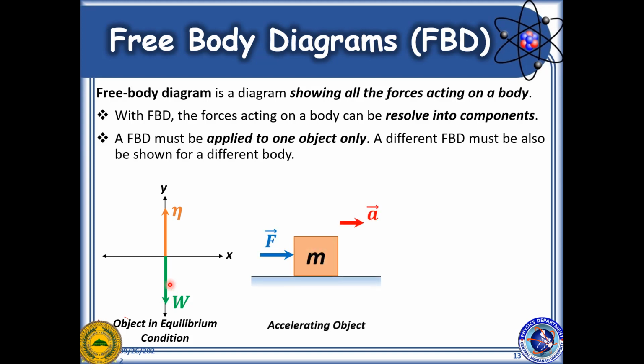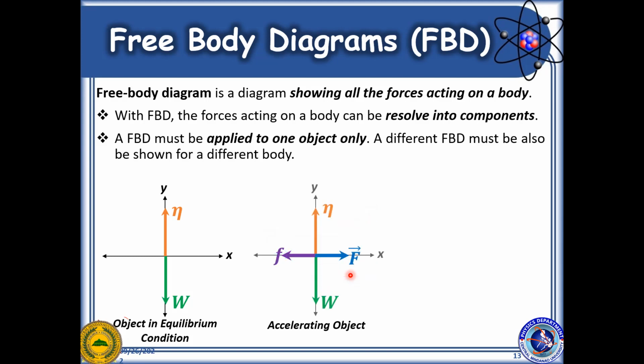Here comes another system, an accelerating object. The previous one was an object in equilibrium, and this one is another box that is accelerating. It is moving to the right with this applied force. Suppose this is a rough surface, then you have frictional force. So you have four forces acting on the object.